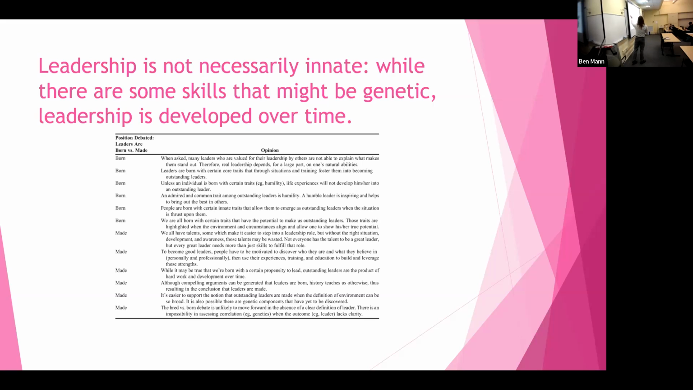Some of the reasons that there might be innate skills involve leaders not necessarily being able to describe what it means to be a good leader. Traits like humility might be things that are useful. So again, there are interesting perspectives on this debate. I just wanted to highlight some key arguments and findings that have come up on this idea.